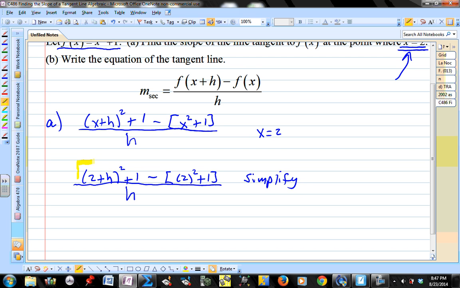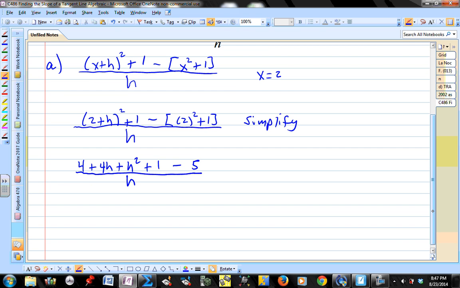Expanding this binomial, we can do mentally. If you don't remember how to expand the binomial mentally, you just do the scratch work. This will give us 4 plus 4h plus h squared. We still have plus 1. And now, if we simplify this quantity, 2 squared plus 1, well, that makes 5. So I'm going to subtract 5 all over h. We're getting somewhere.